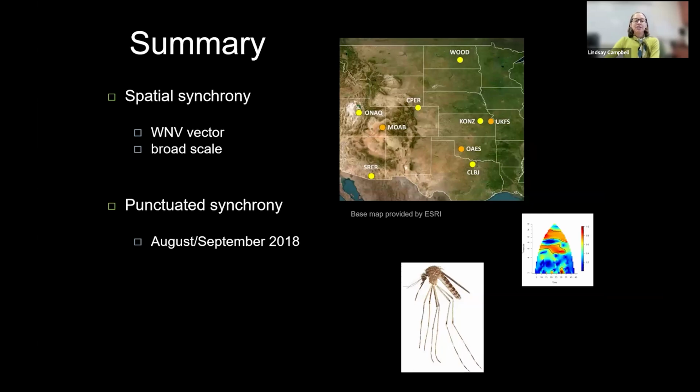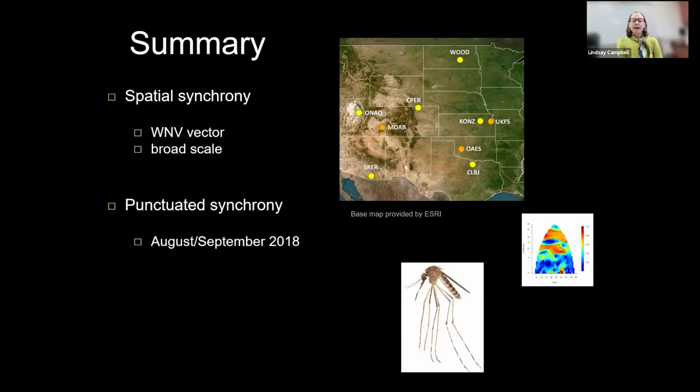So in summary, this was really a first analysis of trying to look at spatial synchrony in a West Nile virus mosquito vector. It wasn't a huge surprise. We found that there was spatial synchrony in the minimum temperature values, and that those were predictive of synchrony in Culex tarsalis. The punctuated synchrony did coincide with that extreme weather event. However, there needs to be more analysis to determine whether there's an actual real correlation between those.